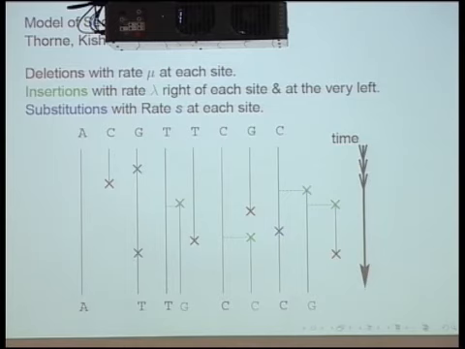The first model which takes insertions and deletions into account was the model by Thorne, Kishino and Felsenstein from '91. And it's quite simple. You just start with a sequence of geometric length, and then each position can be deleted with some rate mu. Between each pair of neighboring positions, there can be insertions at some rate lambda, and there's also a substitution model going on. And this is how sequences evolve in time. And this equips the space of possible evolutionary histories with a probability distribution.